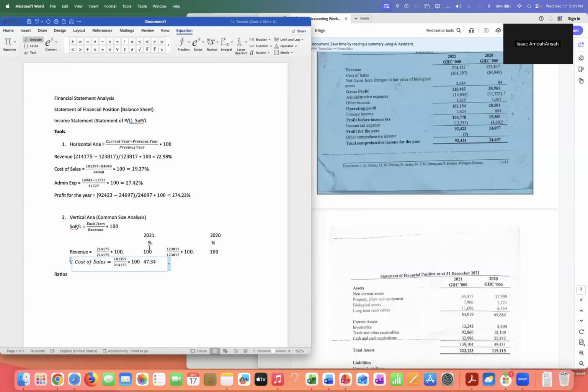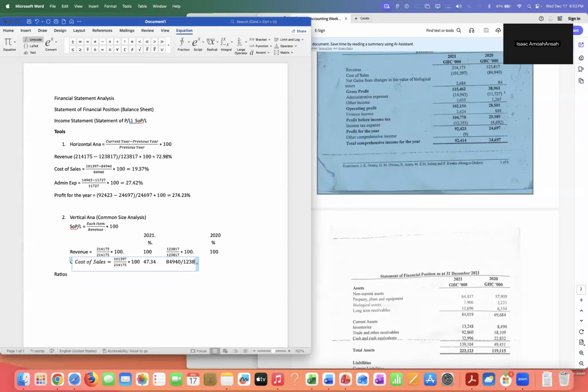We just finished with 2021. So the figures for 2020 will be 84,940 divided by 123,817. Please take note: we are dividing by 123,817. If you make that mistake and divide it by 214,175, you are wrong, right? So you have to stick to the right figure.